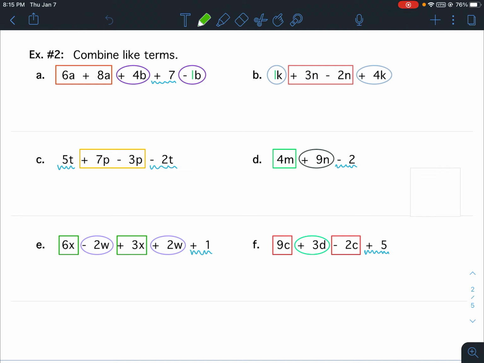I don't care how you box or circle, or if you want to draw triangles, underlines, whatever you want to do to group your like variables, you go ahead and do that. Completely do example number 2. When you're finished with example number 2, then unpause the video and I will walk you through the answers. So again, you should have already completed example number 2, and I should be walking you through the answers now.